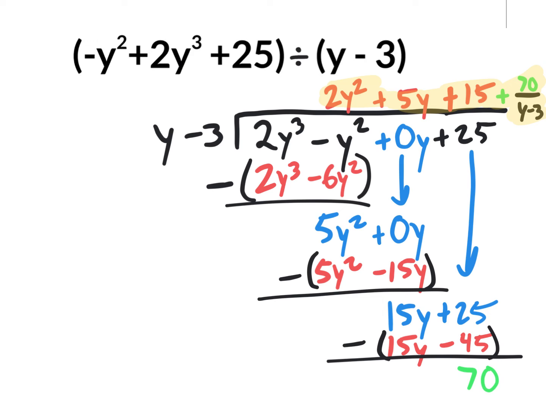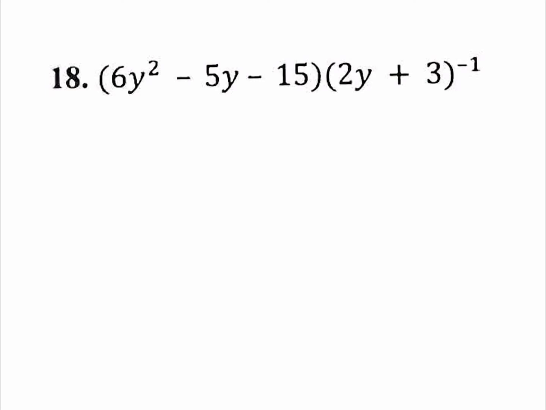Now, if this would have been a negative 70 remainder, it would have been a minus 70 over that. Or let's say if it was a negative 13, it would be a minus 13 over that. The remainder is 70, so that's why it's a plus the fraction 70 over y minus 3. Copy that one down.